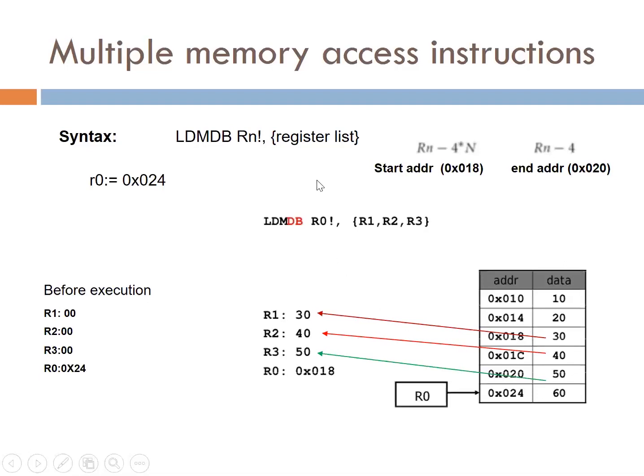Now as you have an exclamatory mark along with the R0 register, R0 will be automatically updated to the memory location address 0x018 that is given here. So this is the operation of the instruction LDMDB Rn exclamatory mark, comma, followed with the register list.